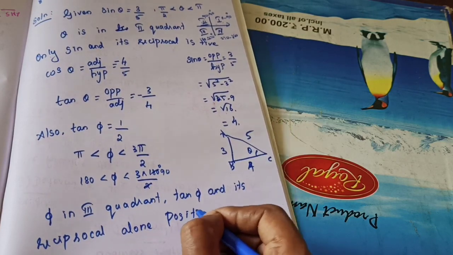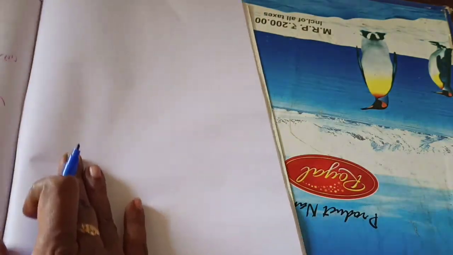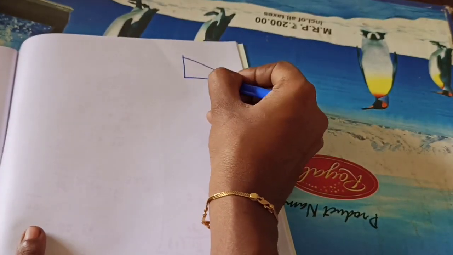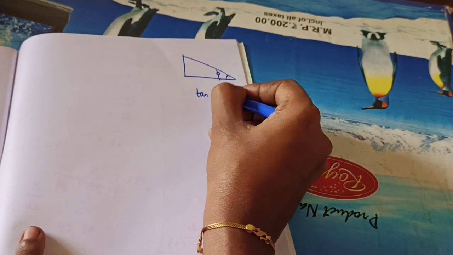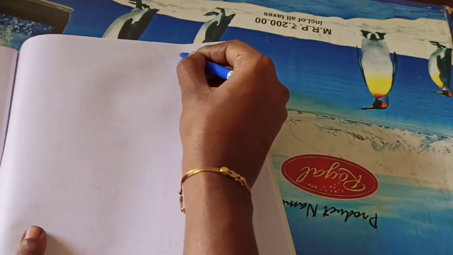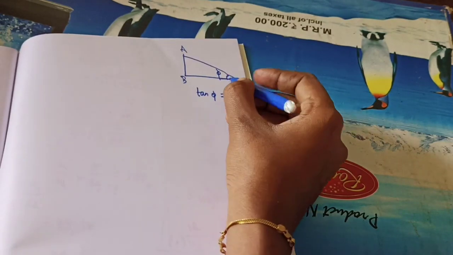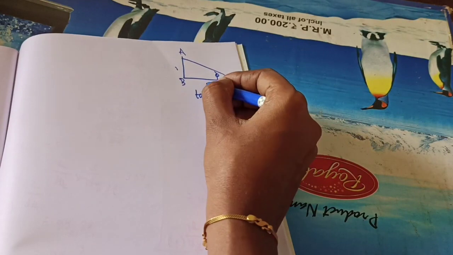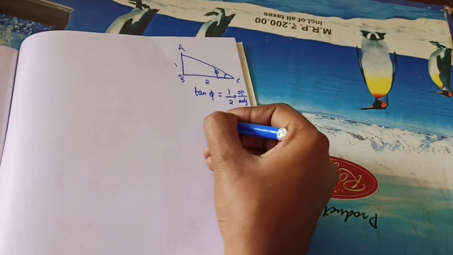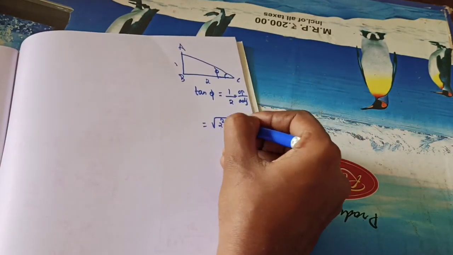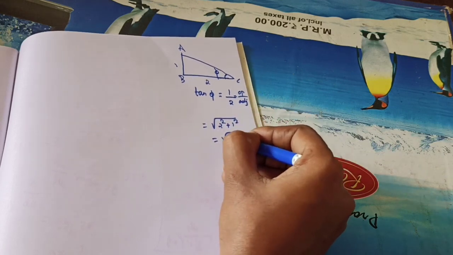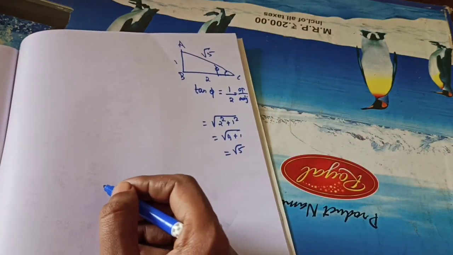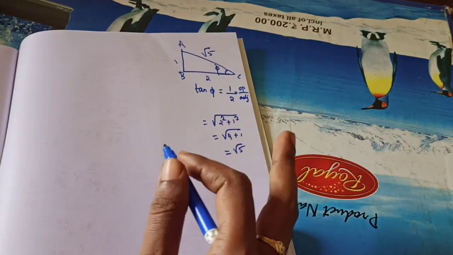alone is positive. Okay. So you need to find out another right angle triangle and do it. Here I am considering another right angle triangle. So tan theta, the value is given as 1 by 2. Here I am considering ABC, tan means opposite by adjacent. Correct? So opposite is 1, adjacent is 2. So how will you find the hypotenuse? Root of 2 square plus 1 square, that's equal to 4 plus 1, that's equal to root 5. What's the hypotenuse? Root 5. Understand?